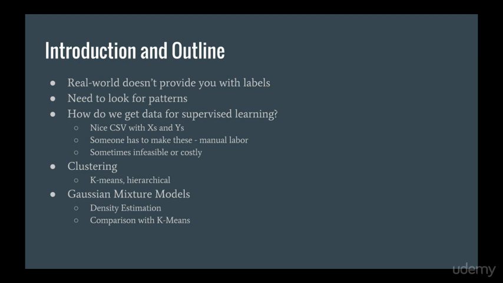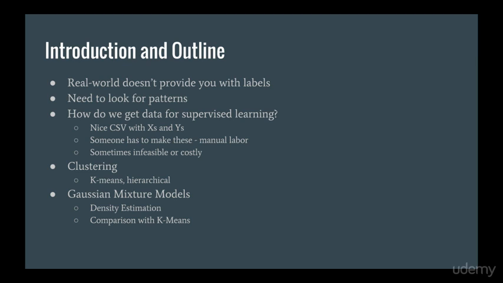In this course, we are going to first talk about clustering. This is where, instead of training on labels, we try to create our own labels. We'll do this by grouping together data that looks alike. There are two methods of clustering we'll talk about: k-means clustering and hierarchical clustering.